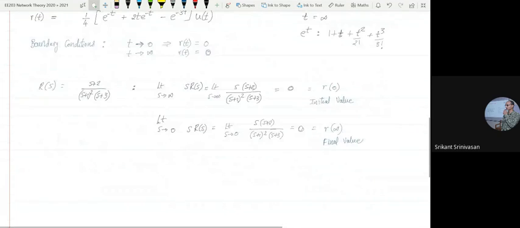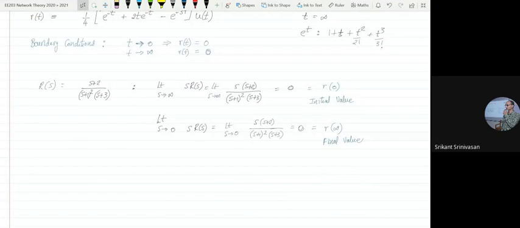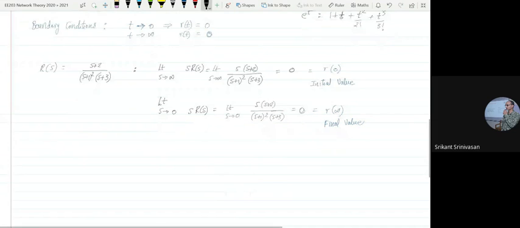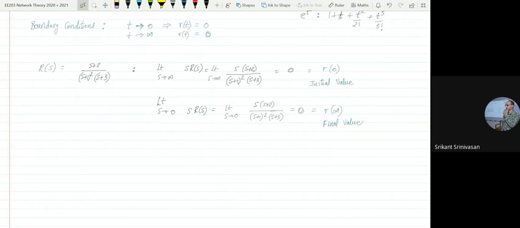Has any of you heard about initial value or final value theorem before, or have you studied it in signals and systems? No. Okay. So let us see how this came about. What is the magic behind this? It's very straightforward. Supposing I take, let's say, initial value theorem.